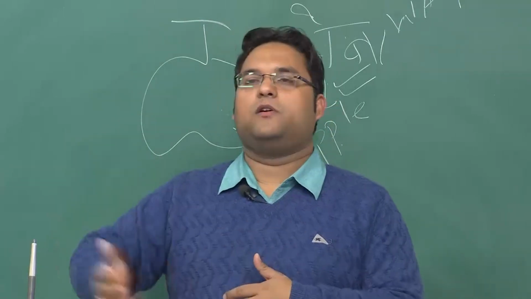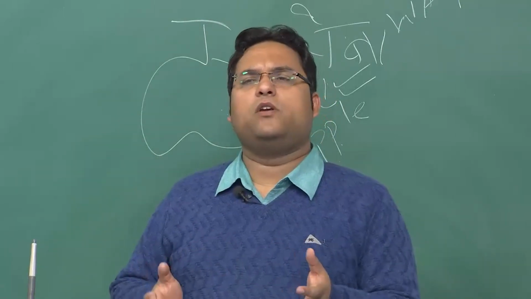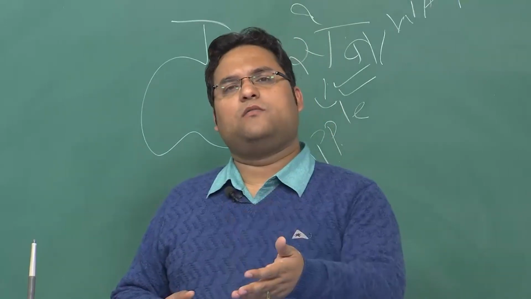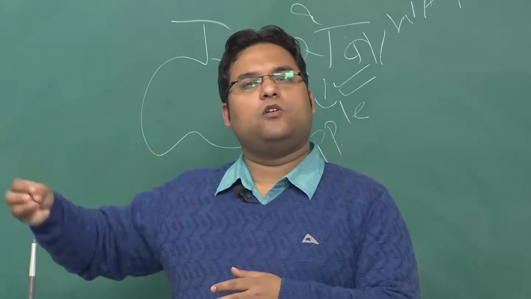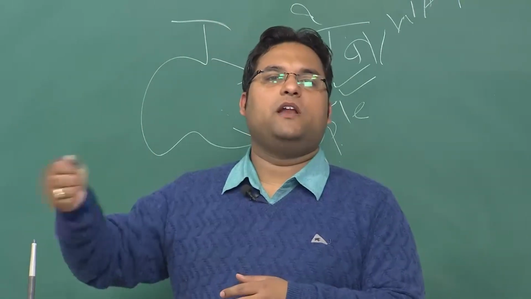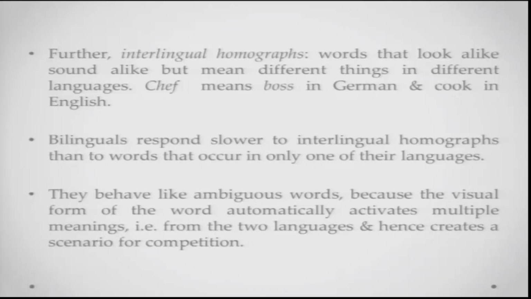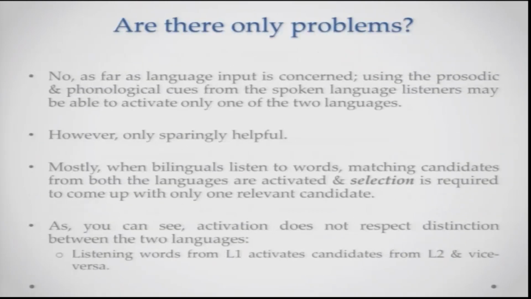Obviously, if you are speaking in a particular context, you might be going with one or the other meaning, but even if you are going to name in that meaning, the other meaning is also activated and it is competing for selection. These interlingual homographs behave like ambiguous words, because the visual form of the word automatically activates the multiple meanings from the two languages, and hence, as I was saying, creates a scenario for competition.